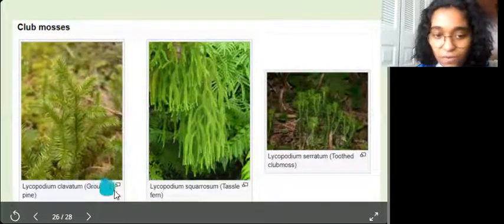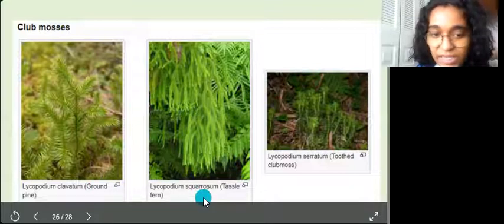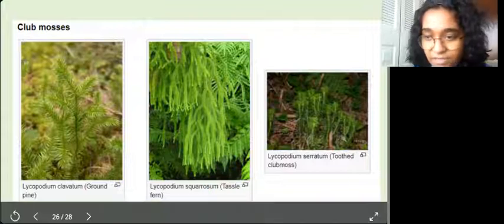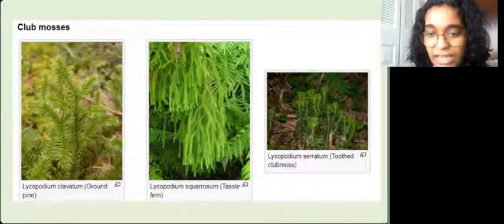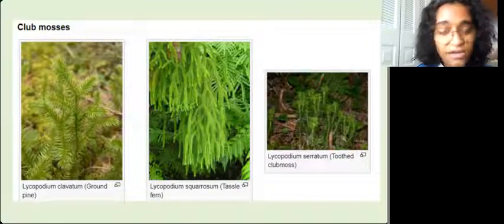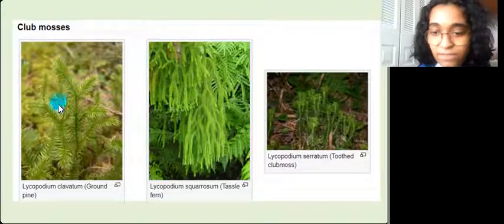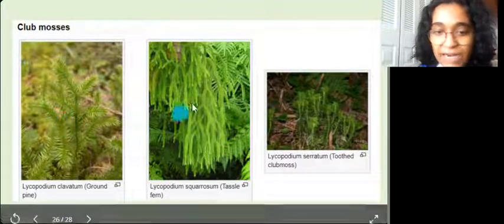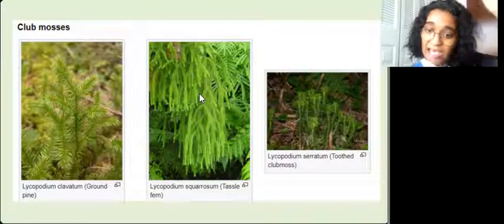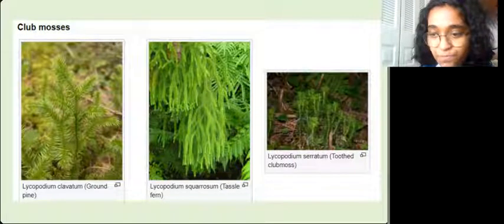The Lycopodium squarrosum. Okay, I'll just say tassel fern. The tassel fern, these plants are also not true ferns. They are similar to the clavatum, this one, but they are branched. They are not clubbed, but they are branched and they hang from above, somewhat like this weeping willow.